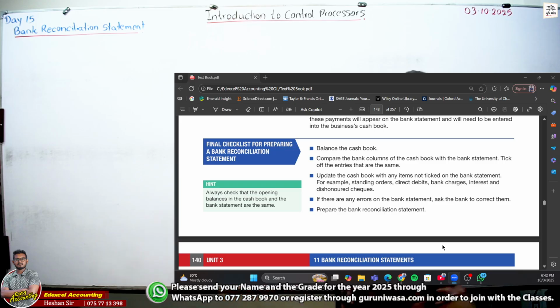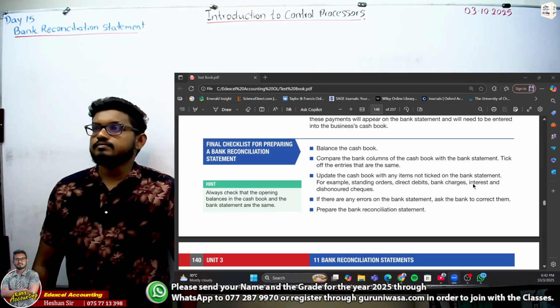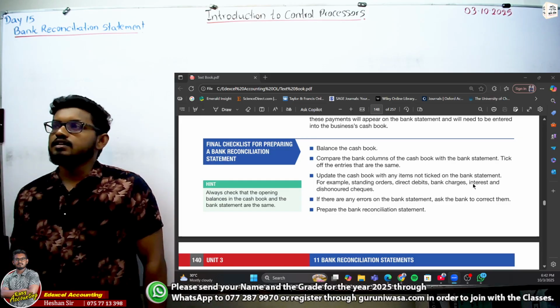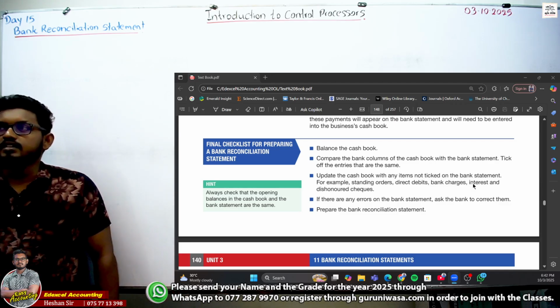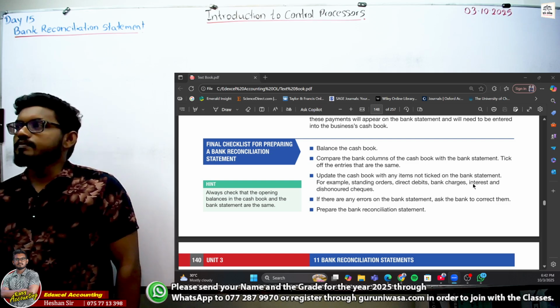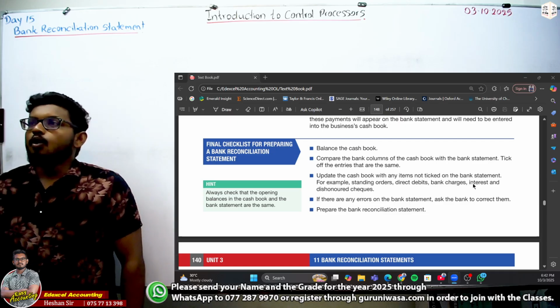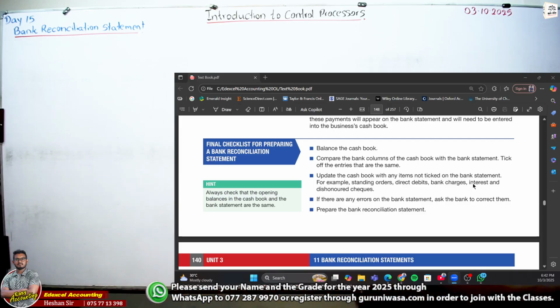Then the next one: compare the bank column of the cash book with the bank statement. Tick off the entries that are the same. Update the cash book with any item not ticked on the bank statement, for example standing orders, direct debits, bank charges, interest, and dishonored checks. If there are any errors on the bank statement, ask the bank to correct them. Prepare the bank reconciliation statement. That is the final checklist. Hint: always check that the opening balance in the cash book and the bank statement are the same. You need to check whether the opening balances are correct.